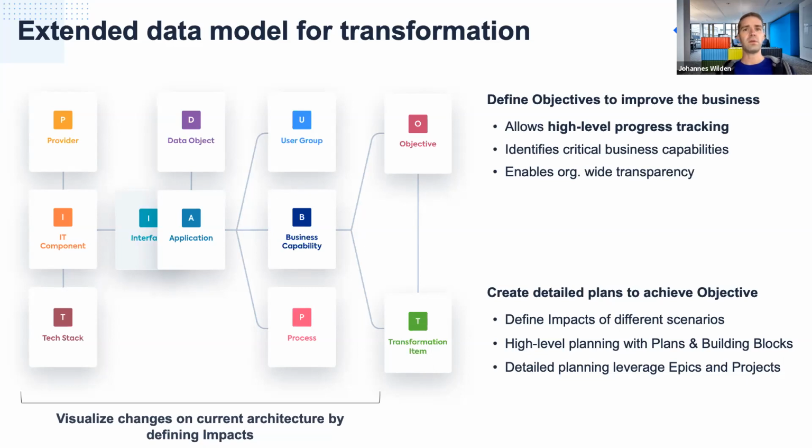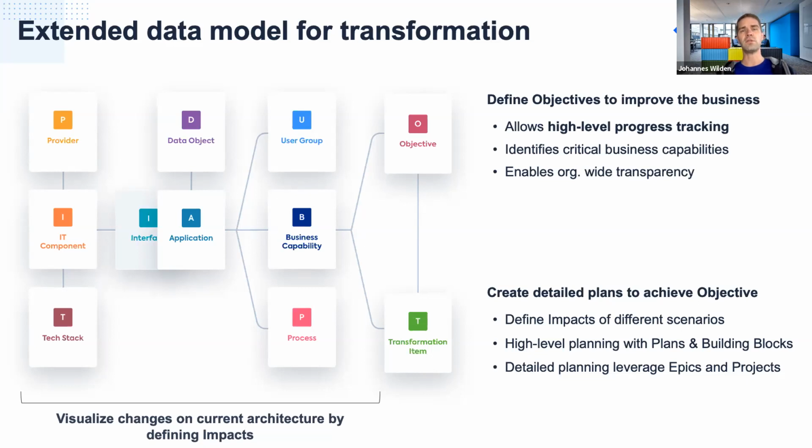The second new fact sheet type that we introduced is the transformation item. The transformation item is used to detail out plans to achieve certain objectives. Transformation items themselves can hold impacts on the architecture, and they can be used to model out different scenarios. You can take a high-level approach and concentrate on plans and building blocks, but you can also detail out very precise scenarios by leveraging epics and projects.